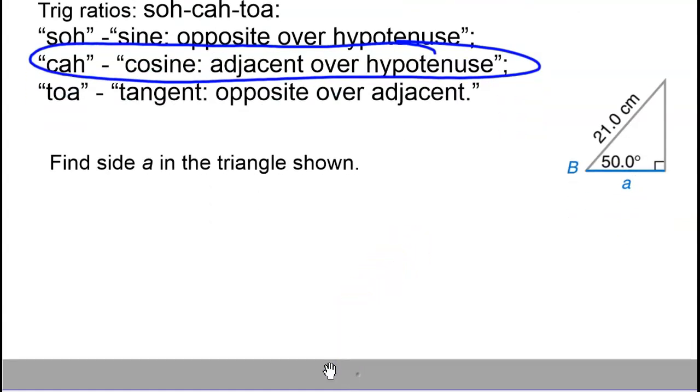Knowing that we can use cosine, let's find side A. We're going to use cosine of 50 degrees, because that's right here. Cosine of 50 degrees equals the adjacent over the hypotenuse. The adjacent we don't know, that is A, over the hypotenuse, which is 21 centimeters. Let's get A by itself, so we're going to multiply both sides by 21. That's going to cancel this side out.